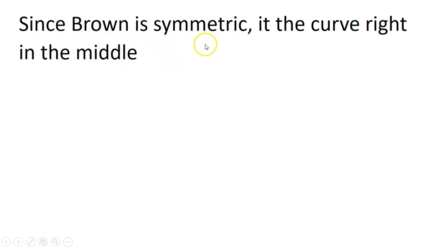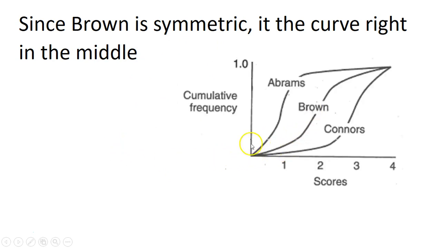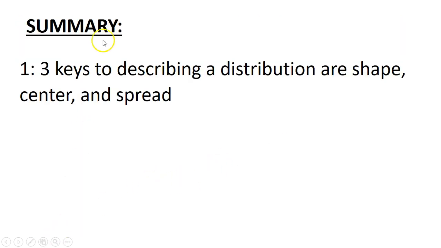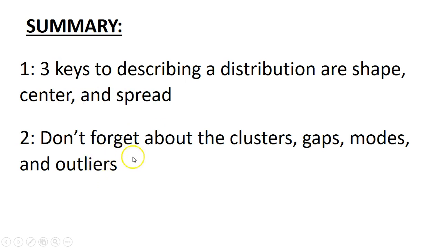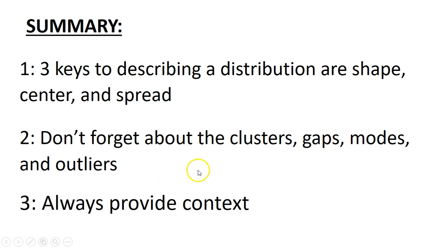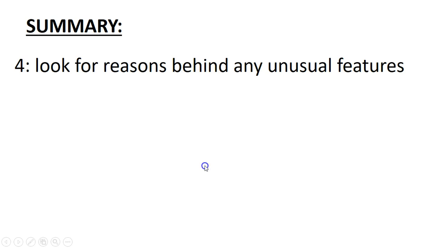And then Brown's is symmetric, and because it's symmetric, it goes up nice and slow and comes down nice and slow, nice and even the whole way. So, take a look at this summary. There are 3 keys to describing a distribution: shape, center, and spread. Don't forget about the clusters, gaps, modes, and outliers, and always provide context in everything that we're doing.